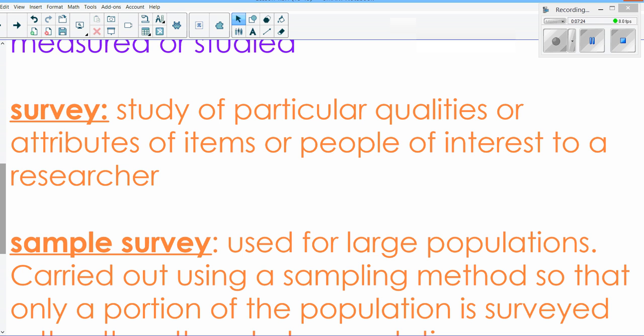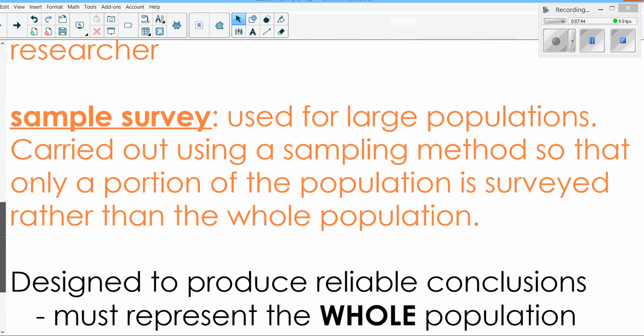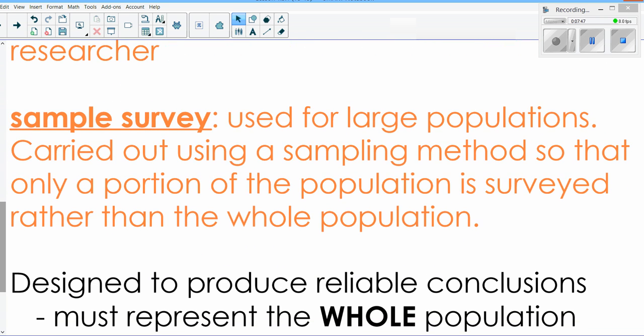Okay? Once you have that written down, a survey is a study of particular qualities or attributes of items or people of interest to a researcher. Okay, so we survey people because it's something of interest that we want to know about. Like, I really have no interest in how to bake cupcakes, so I wouldn't give a survey on it. It's of no interest to me. So that's everything.